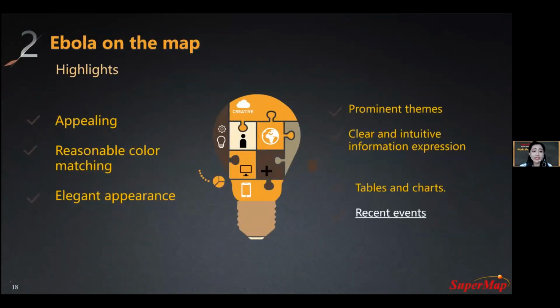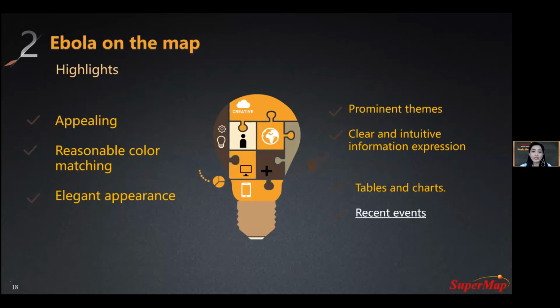And the highlights of the Ebola map: it is very appealing and has a reasonable color matching. It has an elegant appearance and prominent scenes. The information expression is very clear and intuitive. And it also has tables and charts to display the factors of Ebola.